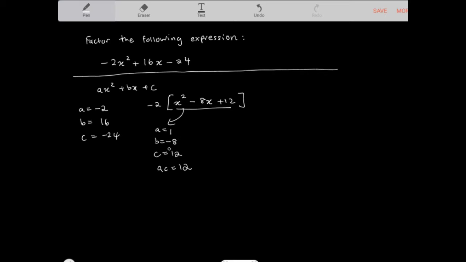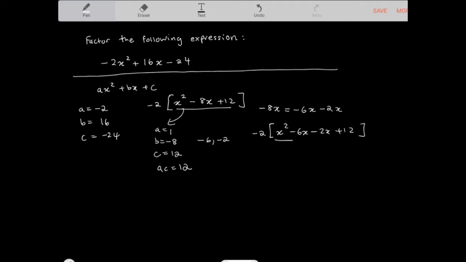So two numbers that add up to negative 8 that multiply to positive 12, you could do negative 6 and negative 2, right? So I'm going to replace my middle term, which is negative 8x, excuse me, with these two coefficients. So we get negative 6x minus 2x. Okay, so I'm going to replace that back into the expression. You get negative 2 x squared minus 6x minus 2x plus 12.